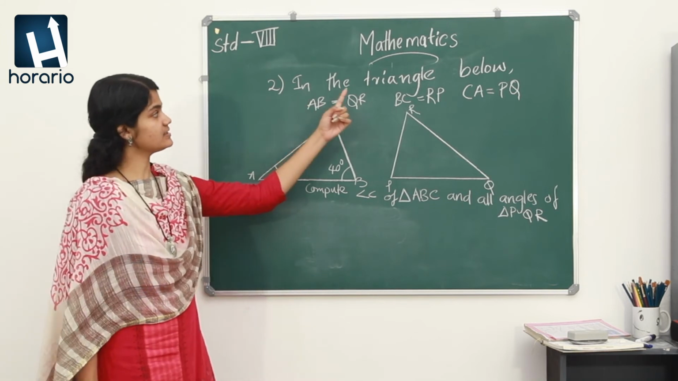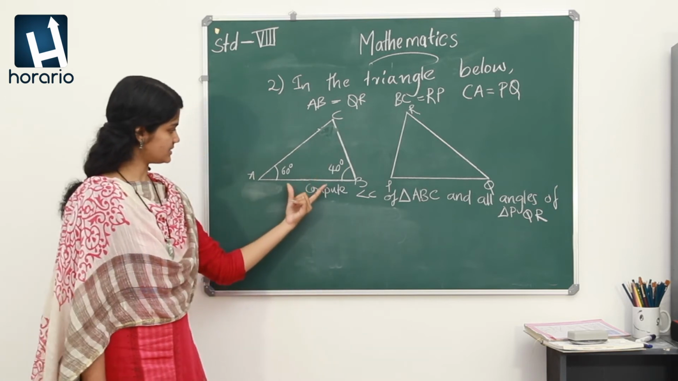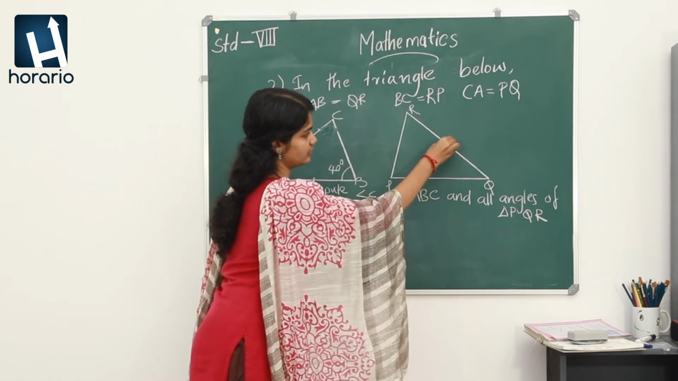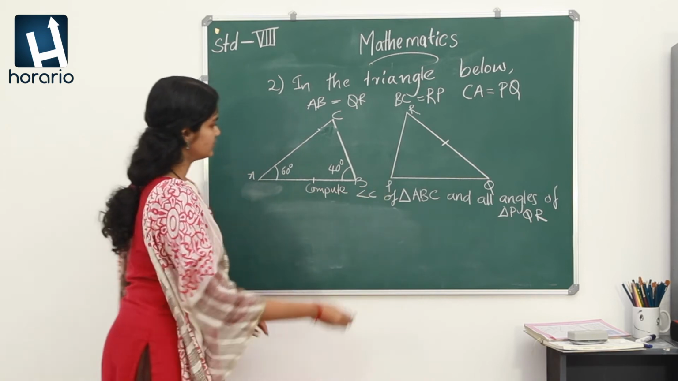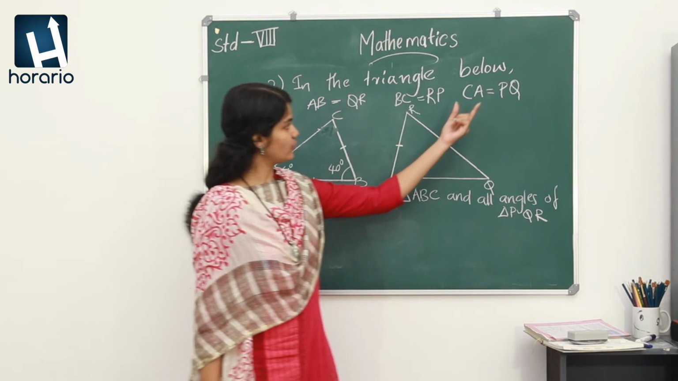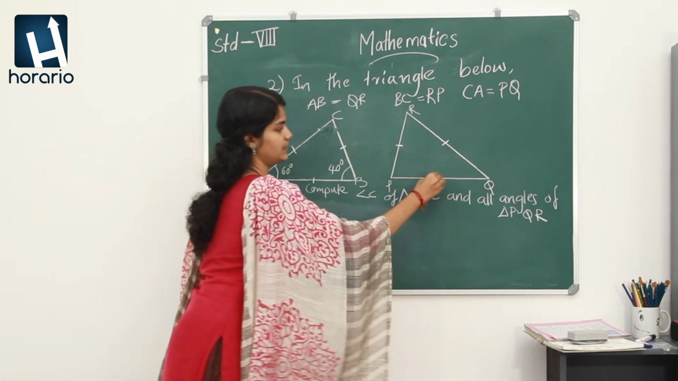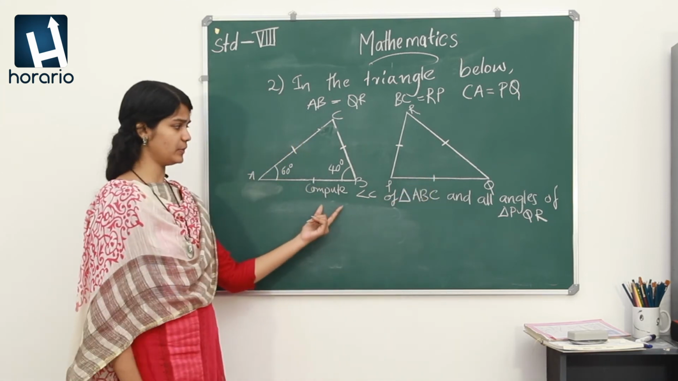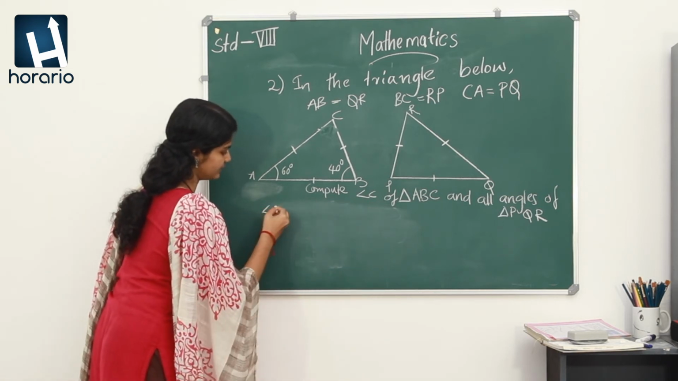Here, in the triangle below, AB is equal to QR. Okay. Now, BC equal to RP. Okay. Now, CA equal to PQ. These are all given facts. Now, we have to compute angle C. Okay. First, we have to compute angle C.